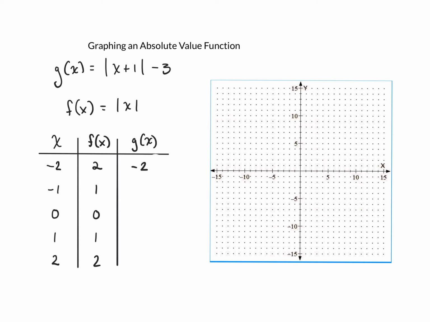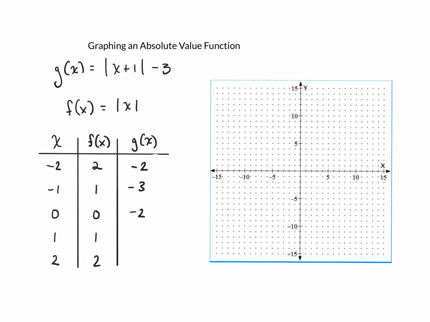Now let's do the same thing. We're just going to plug negative 1 in. When I plug negative 1 in, I get 0. The absolute value of 0 is 0, and 0 minus 3 ends up being negative 3. Then I go to 0 and plug 0 in. 0 plus 1 is 1, the absolute value of 1 is 1, and 1 minus 3 is negative 2.